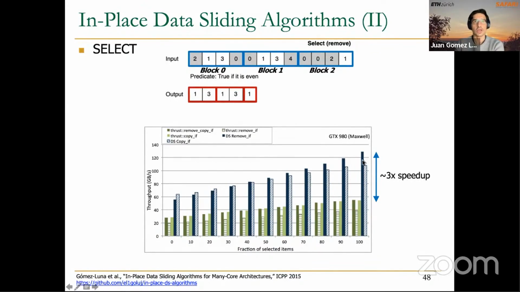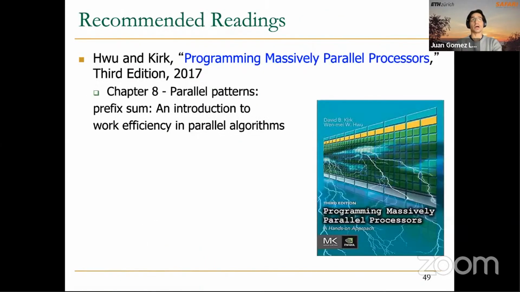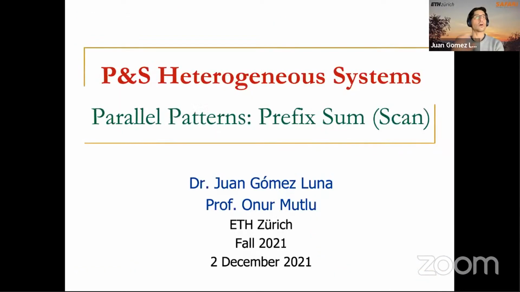So probably this distance got reduced, but you can try it by yourself in new architectures if you want, by downloading the code that is available in this repository. And this is all for today. I would recommend you read the corresponding chapter in the Programming Massively Parallel Processors book, chapter 8, which is about prefix sum. And that's all, as I said.